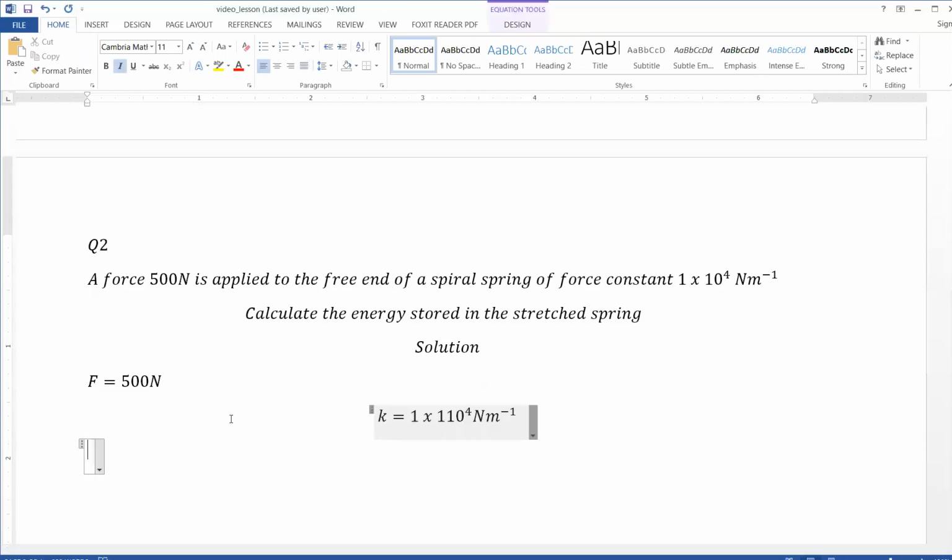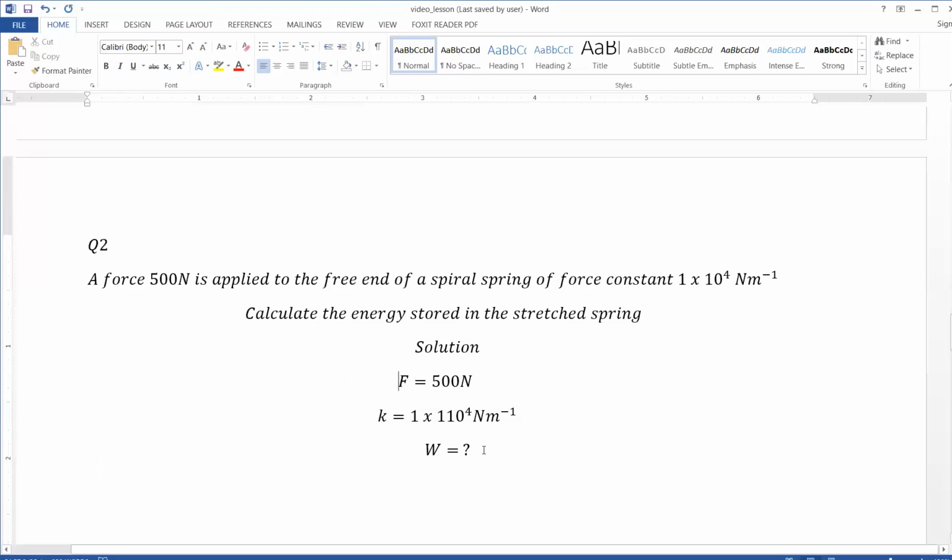what we are asked to calculate. We're asked to calculate the energy. So that's W, the work done, is unknown. All right, so from here, let me put this so that it can align with the other data. Good for our work to align. So from here, we'll first apply Hooke's law to get our extension.